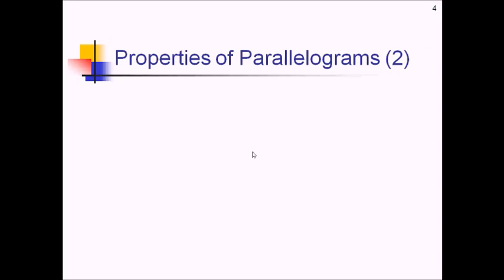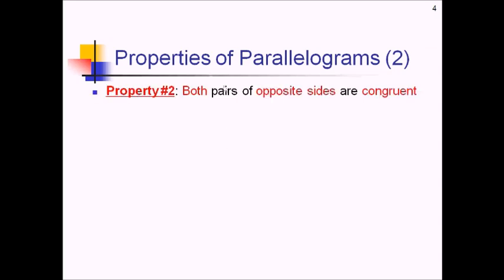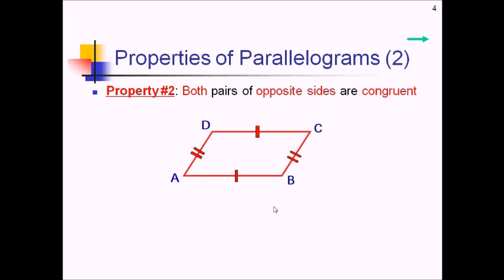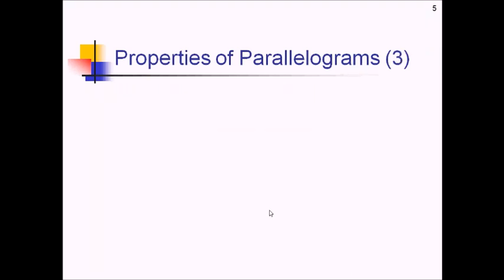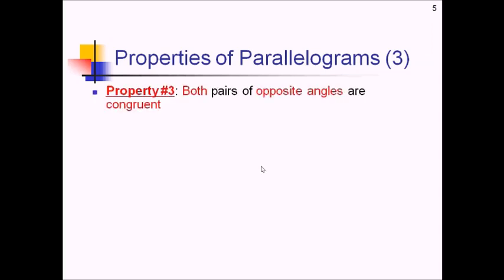A second property that comes out of this parallel nature is that both pairs of opposite sides are going to be congruent. They're going to have the same length. Because these sides are parallel, that means the distance between the two sides is always going to be the same. So that means these two sides are going to be congruent, and these two sides have to be the same distance as well. In addition to congruent opposite sides, parallelograms also have congruent opposite angles. So for example, A and C are congruent, and also B and D.